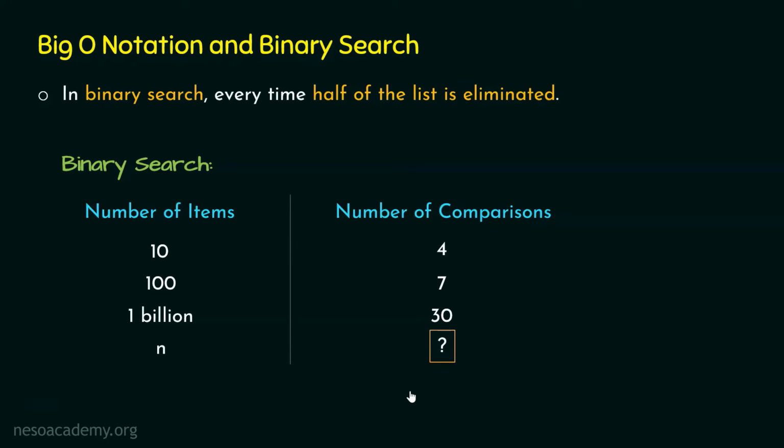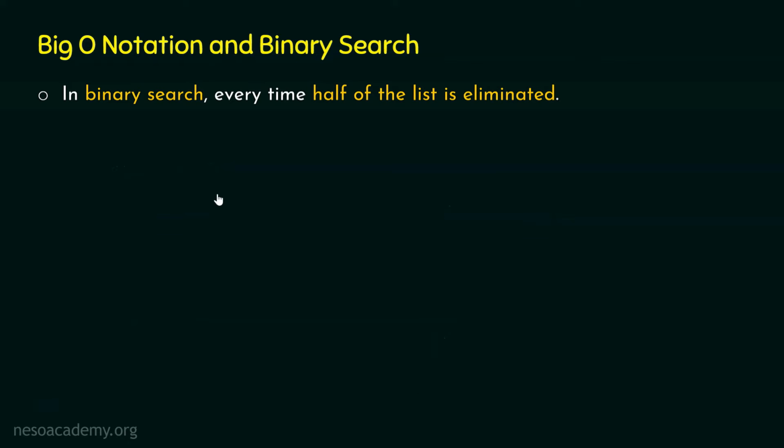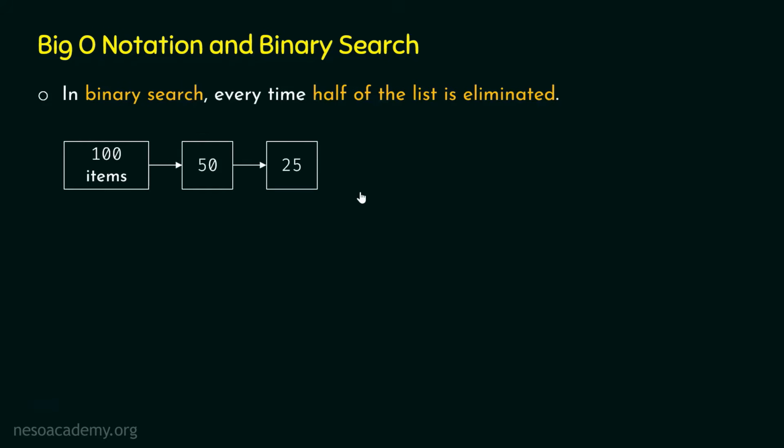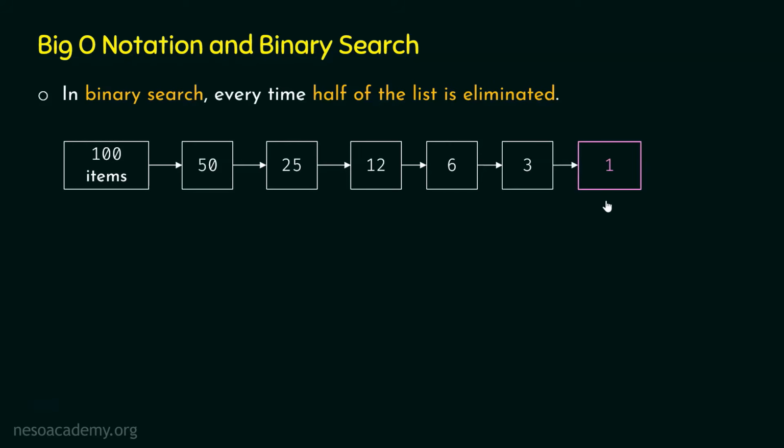In order to determine the number of comparisons here, if we have n items, then we need to do some calculation. We know that in binary search, every time we divide the list by half, this means every time half of the list is eliminated. Let's take 100 items. We know in the second stage, we will be left with 50 items. After this, we will be left with 25 items. Then we will be left with 12 items. Then 6 items. Then 3 items. And finally, 1 item. And the number of comparisons will be 7.